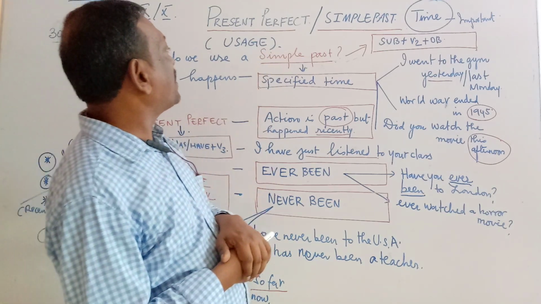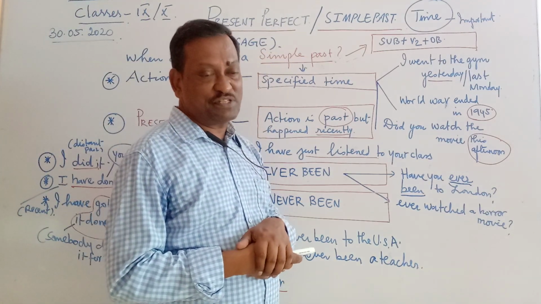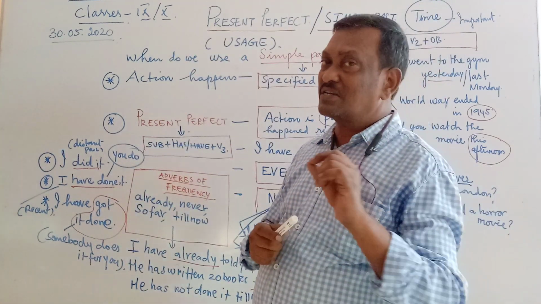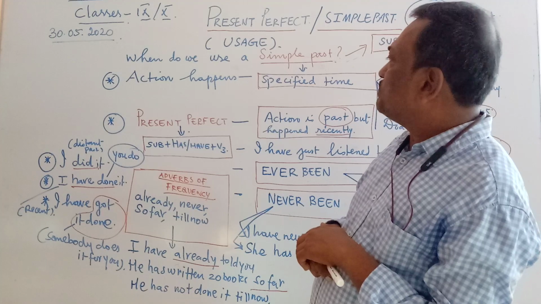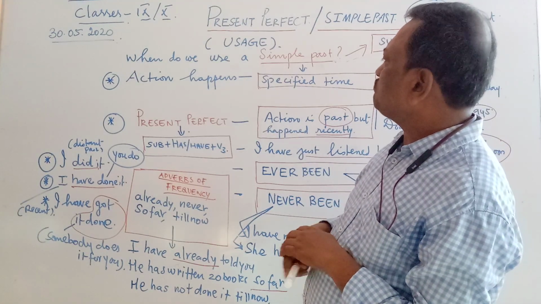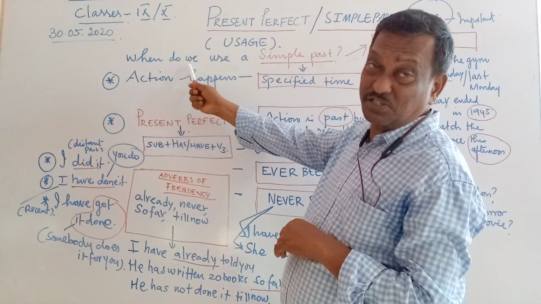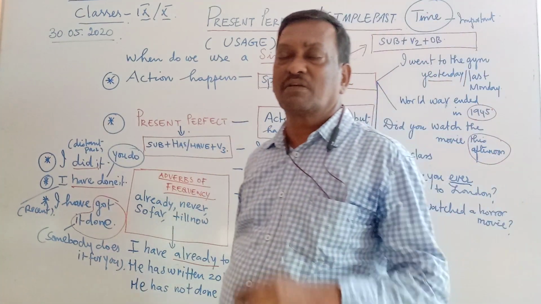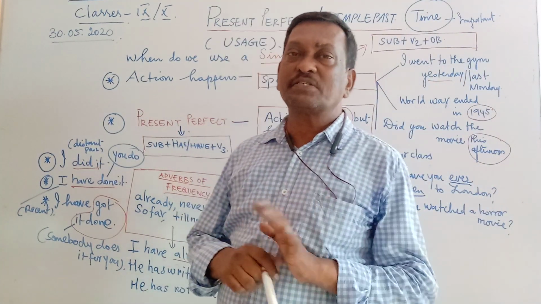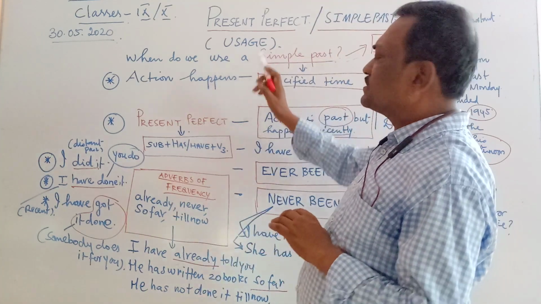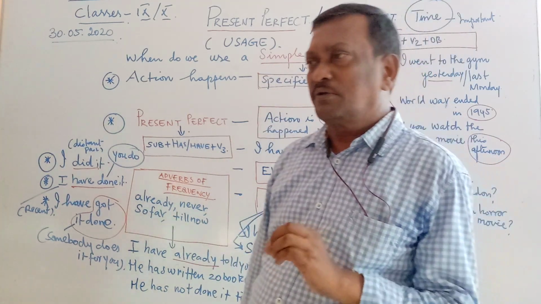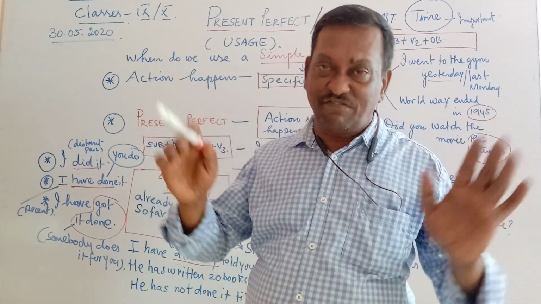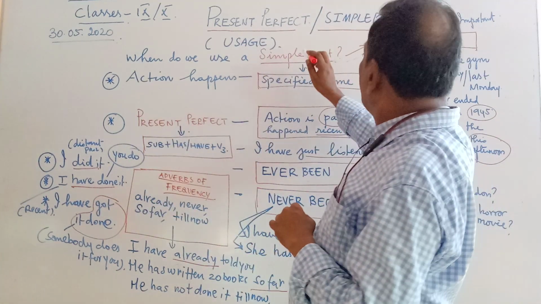What is a simple past and what is a present perfect? When do we use them? The question arises there. So, first of all, let us look into this question. When do we use a simple past? You see, simple past is a tense which is used to talk about something that is over and finished. It talks about a finished action.